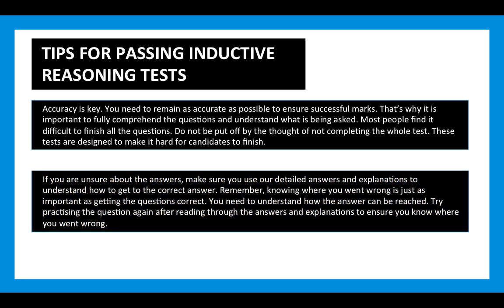If you are unsure about the answers, make sure you use our detailed answers and explanations to understand how to get the correct answer. Remember, knowing where you went wrong is just as important as getting the questions correct. So you need to understand how the answer can be reached. So try practicing the question again after reading through the answers and explanations to ensure you know where you went wrong.